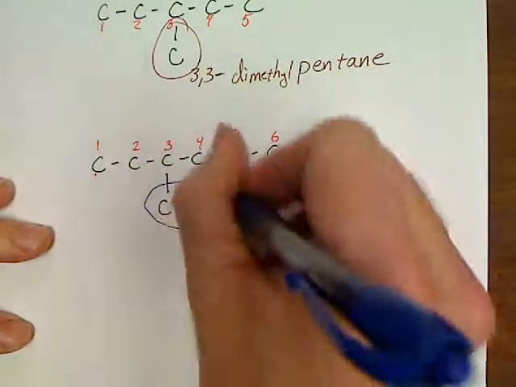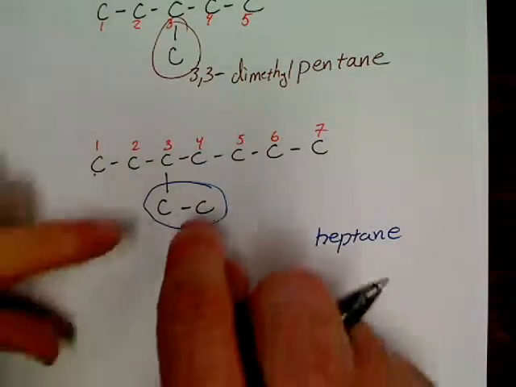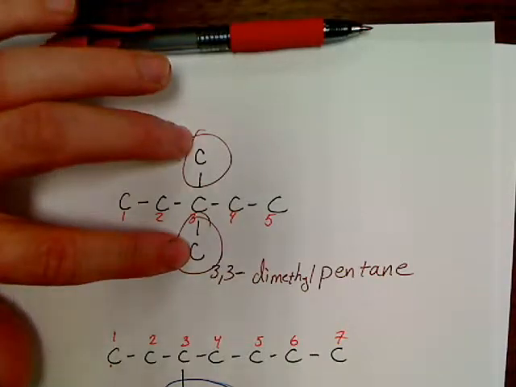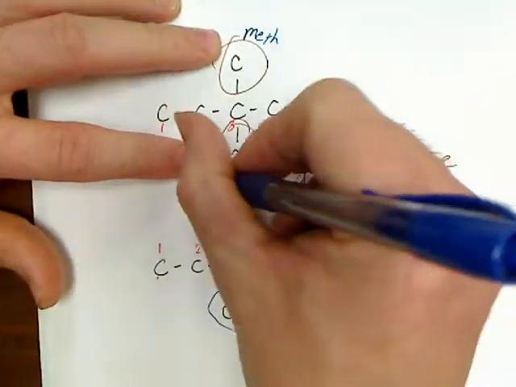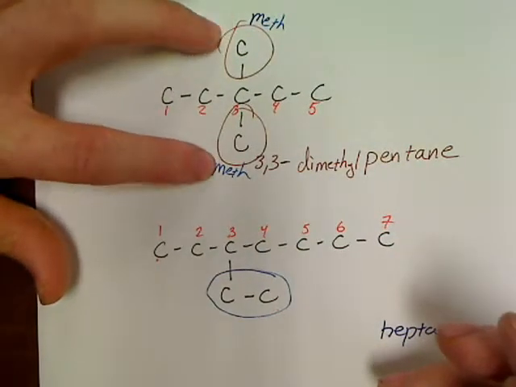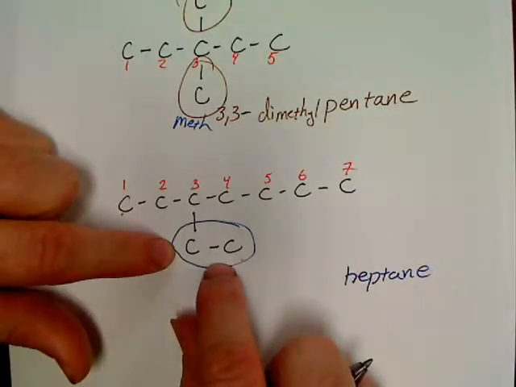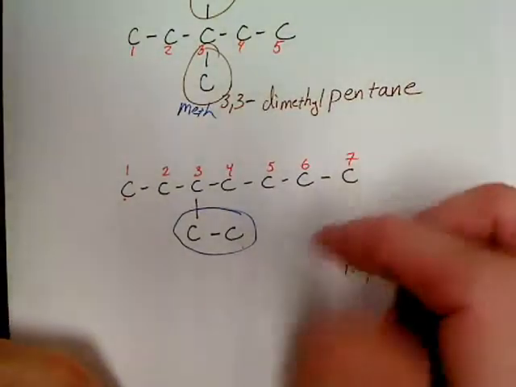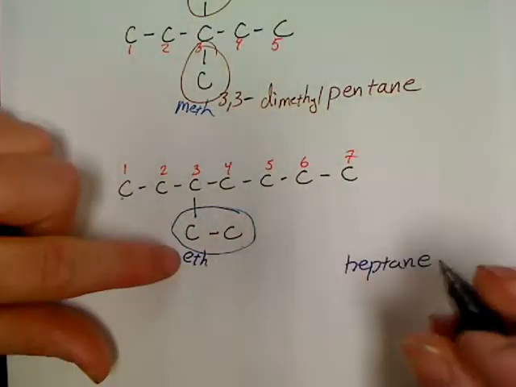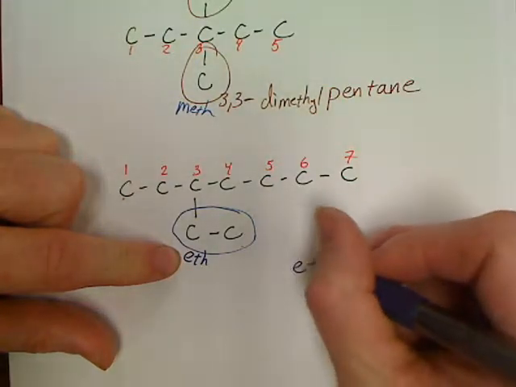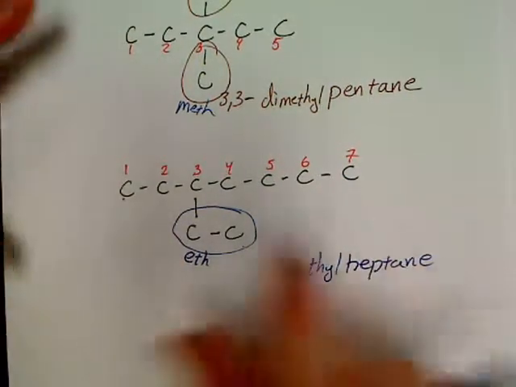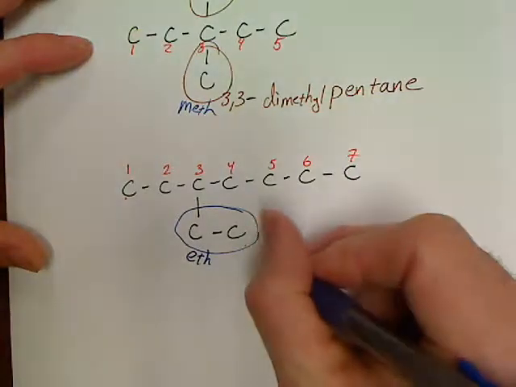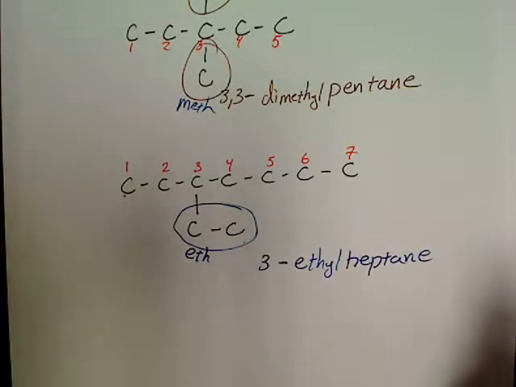But now look at this. I've got C's connected. This is not like the last problem. I've got two C's in that problem, but they're not connected. That's a meth. That's a meth. So that's what we call this dimethyl. This one down here, that's not a meth. This is two C's. What word means two C's? Oh, wait. I got it. Eth. This is what's known as an ethyl group. And I don't do di or anything because all I've got is one ethyl. So all I need is a number. Where does it come? It's on the third one. So I call that 3-ethylheptane.